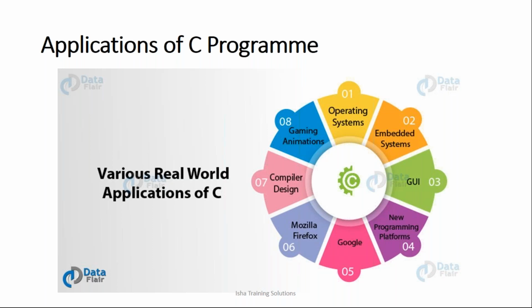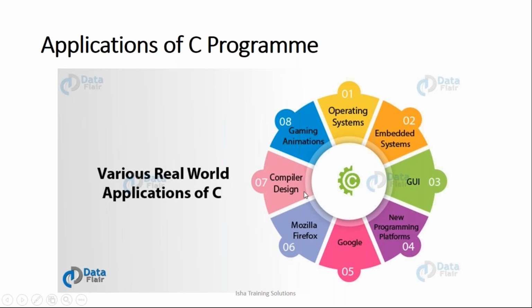GUI, graphical user interface. Whatever you use on our mobile, laptop, or desktop, the GUI that you get can be developed by using the C programming language. Next, the fourth application is programming language platforms. New programming platforms can also be implemented by using the C programming language. Even Google uses the C programming language because it is the basic programming language that is needed. Next, Mozilla Firefox. Mozilla Firefox is simply a browser. This browser is developed by using the C programming language.